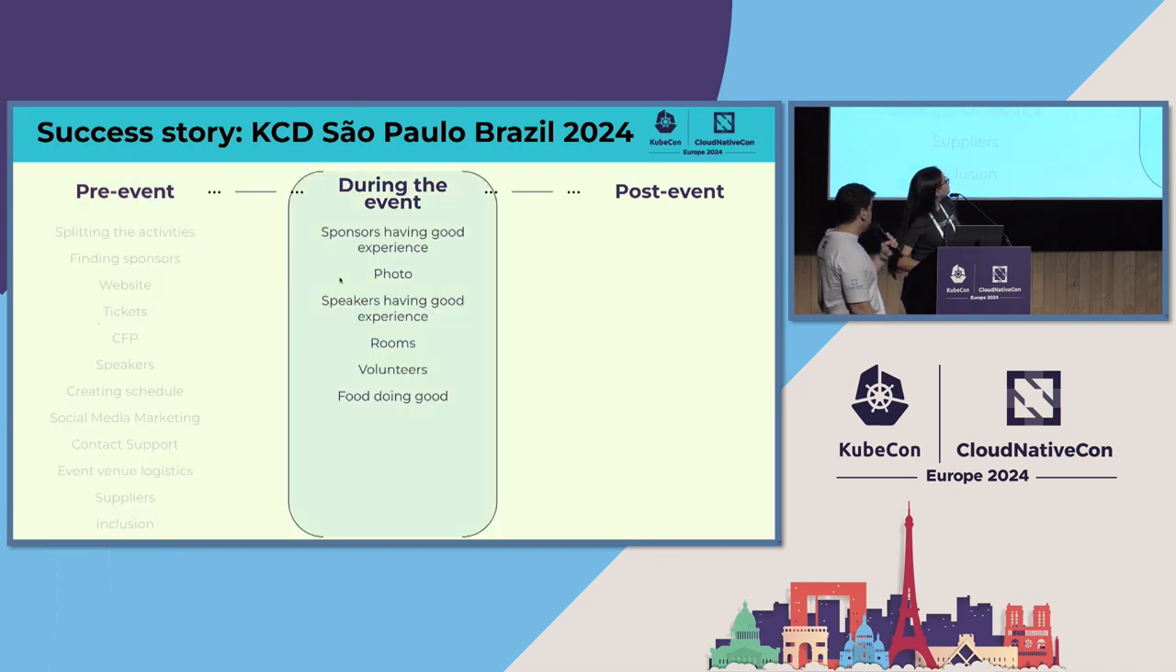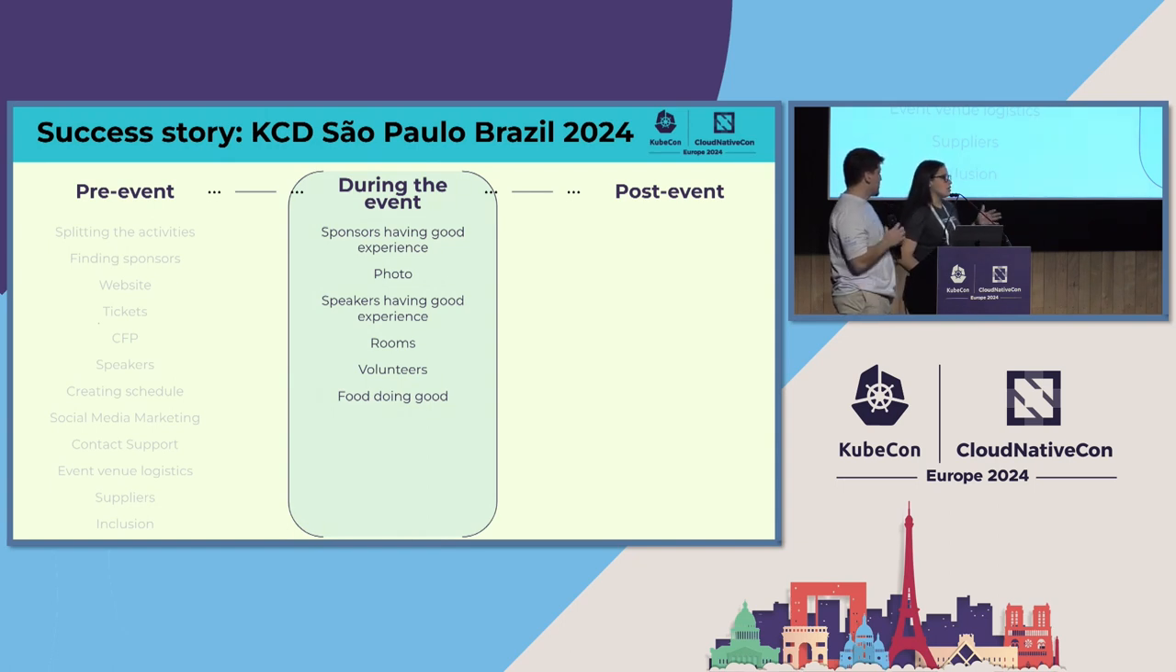During the event. Yeah, so that was all before the event. What happens during the event day? That's the most important day. Basically, the event day is a day to enjoy, actually. So things like making sure the sponsors are having a really good experience is important. Maybe they have good food, or maybe the Wi-Fi is good, the temperature is good. You need to pay attention to these points as well.